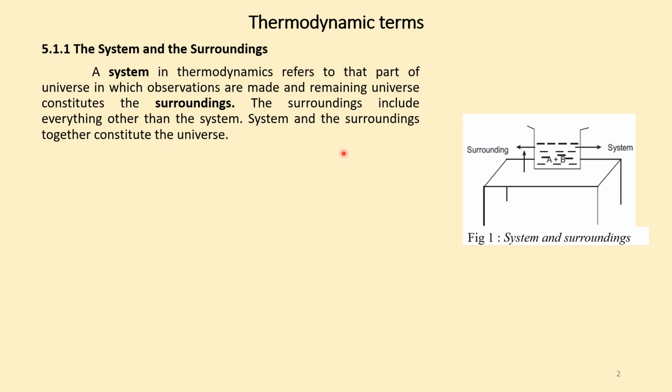Please see the figure. Figure 1 shows the system and the surroundings. Hence, universe is equal to system plus surroundings. In the beaker, we have a chemical reaction, A plus B, that forms the system, and everything other than that is the surroundings.